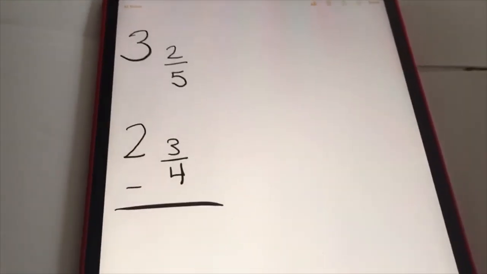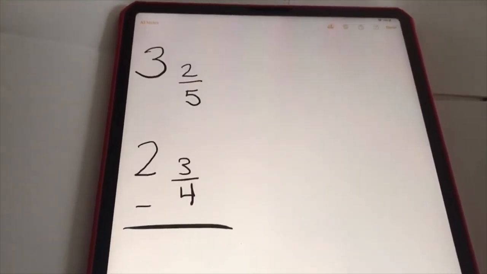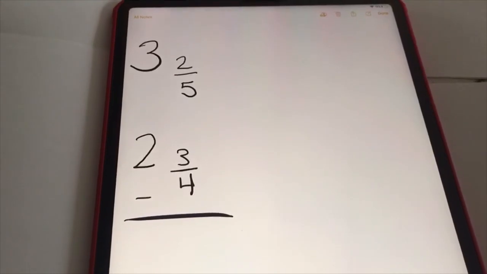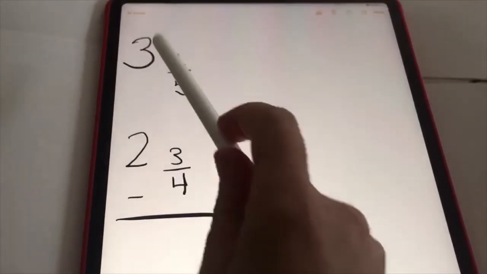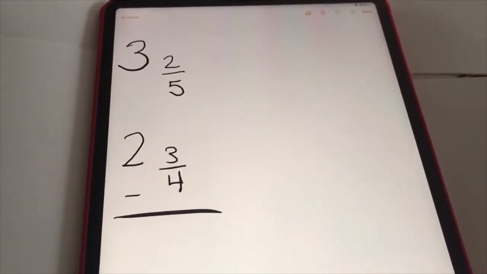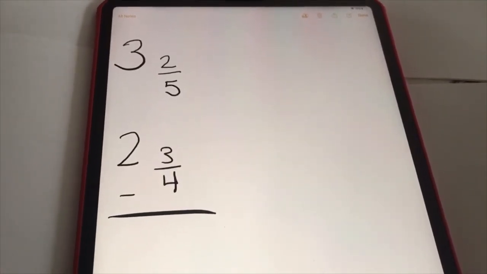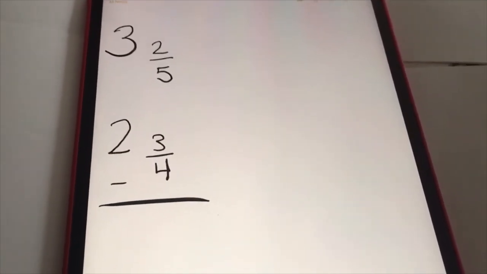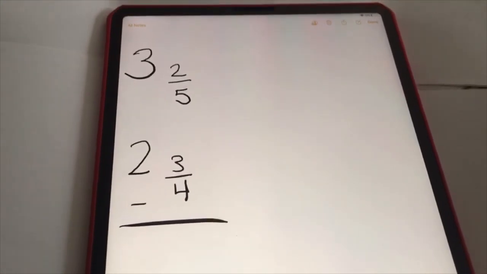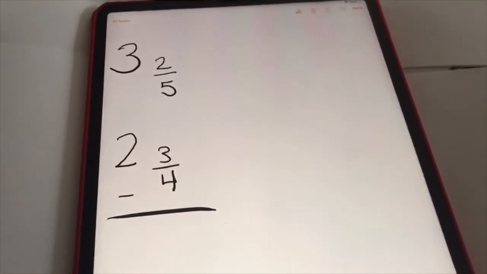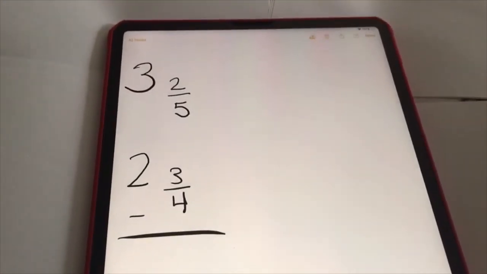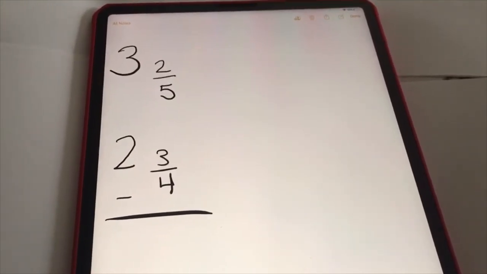So that means that I am going to have to go ahead and borrow, okay? So that's going to be your hint there that you are going to have to borrow. So I want you to pause the video right here, solve it yourself, turn the video back on, and we'll solve it together. Go. Okay, so hopefully you have solved it.